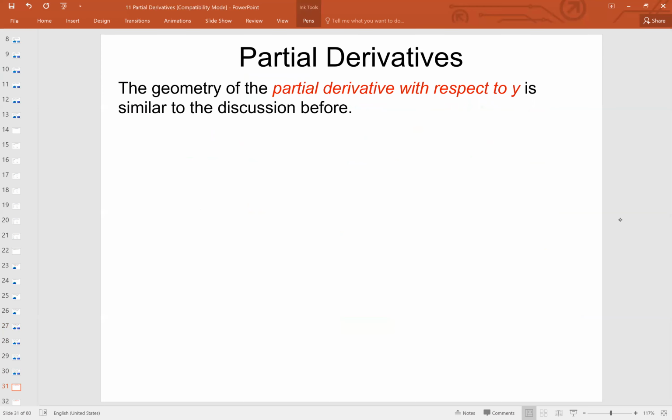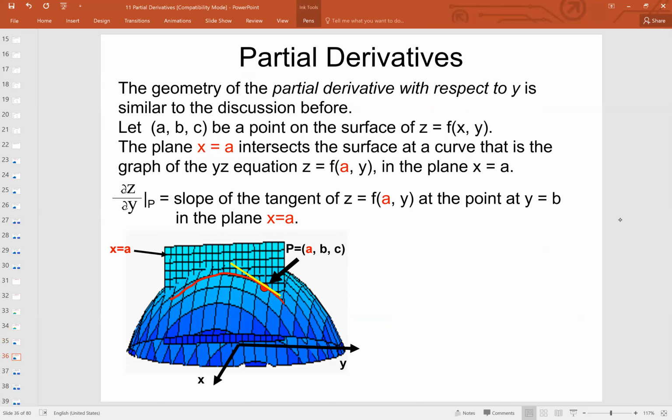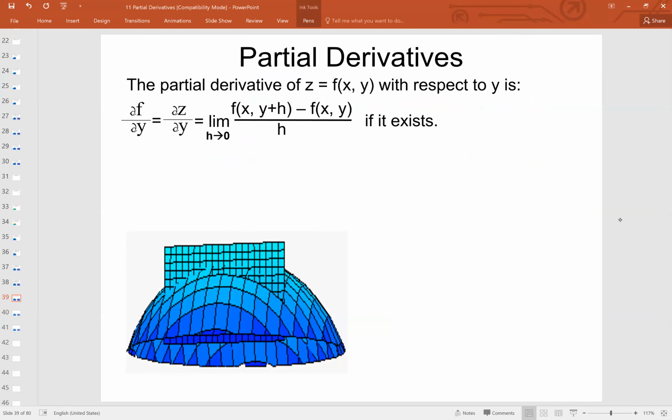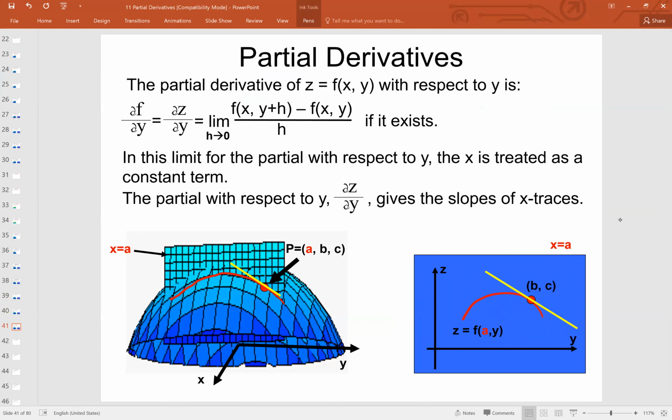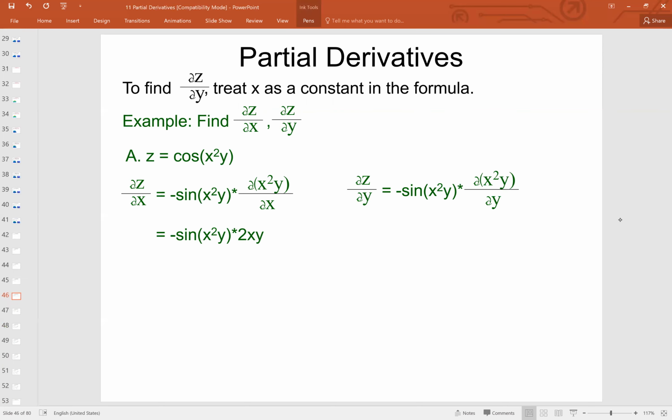Okay, we can do the same thing in the y direction, so I'm not going to belabor it. You can read it, except that when we take the derivatives, we treat the x as a constant. These are finding partial z, partial x and partial z, partial y.